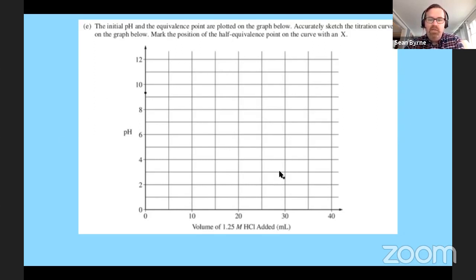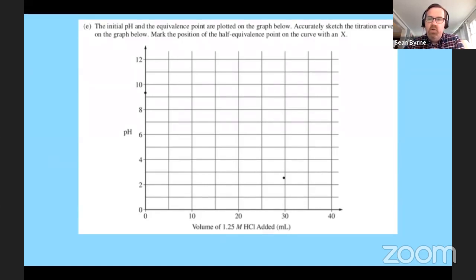Because with 2 points right here, if we just drew a straight line, I suppose that is one way a student might go about this. So you see 2 points and you just try to connect them. But certainly when we fill in the half equivalence point, we would understand that we are not looking for a straight line here.